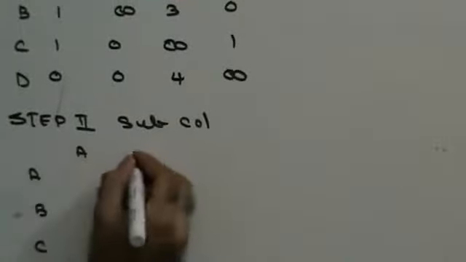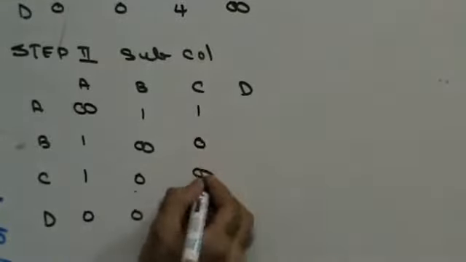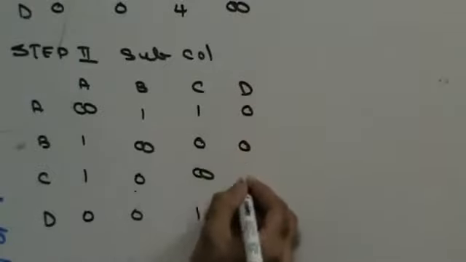Step 2. Subtract the smallest element in the column. A, B, C, D. Smallest element is 0, so leave the column as it is. Smallest element is 0, so leave the column as it is. Smallest element is 3, so 1, 0, infinity, 1. And last, smallest element is 0, so 0, 0, 1, infinity.